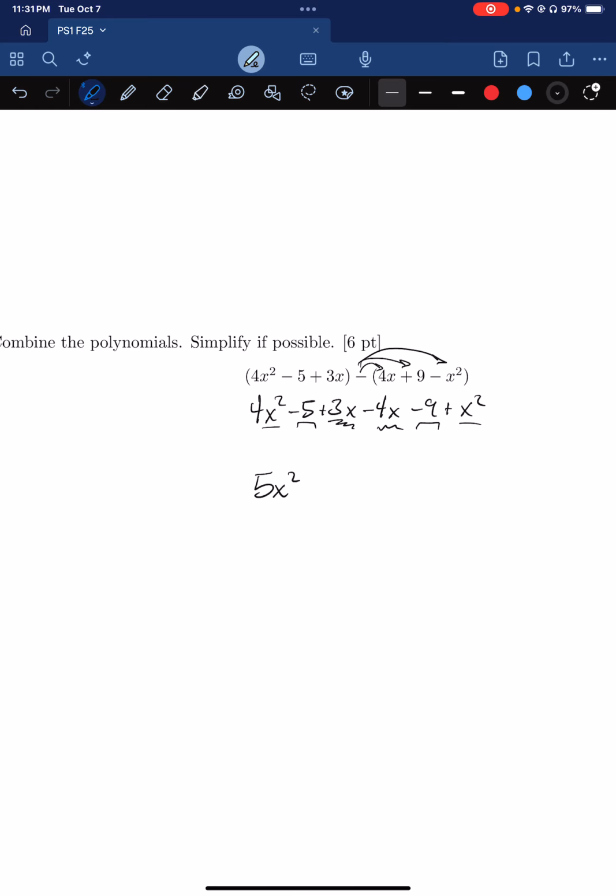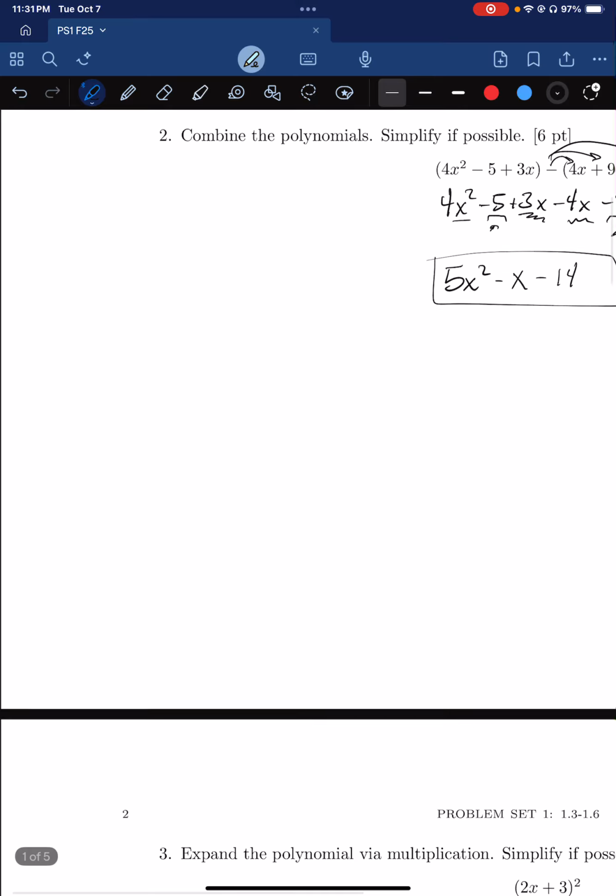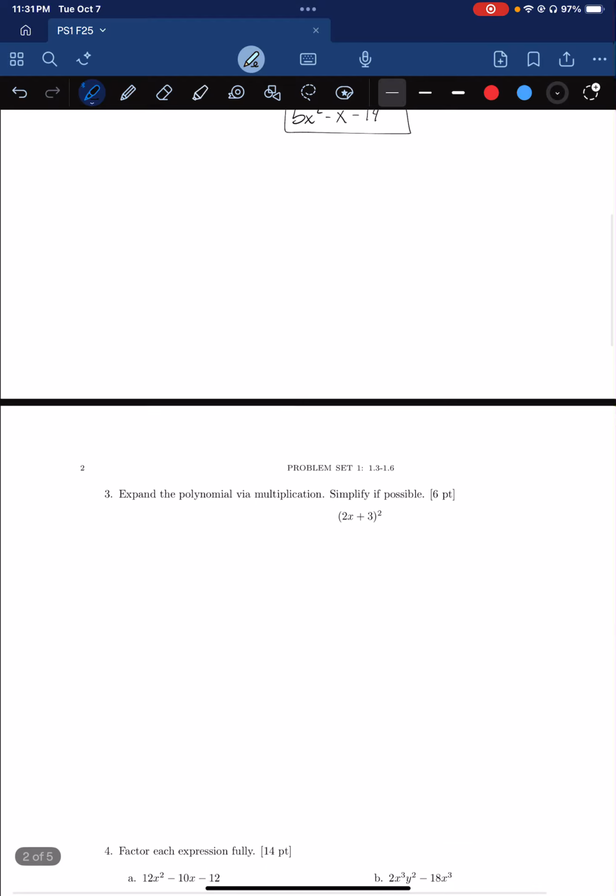I'll combine our 3x and the negative 4x to be negative x. And then this negative 5 and negative 9 can come together to be negative 14. And so that would be the answer there.